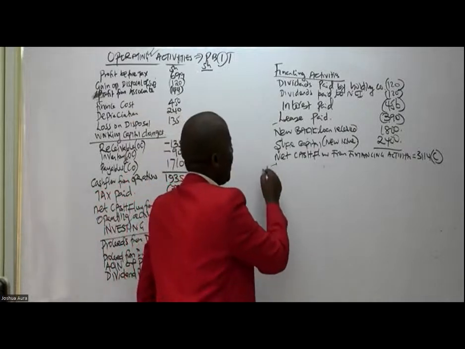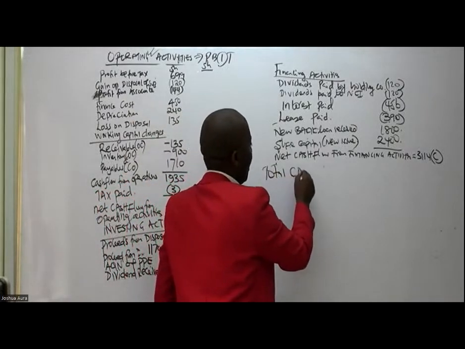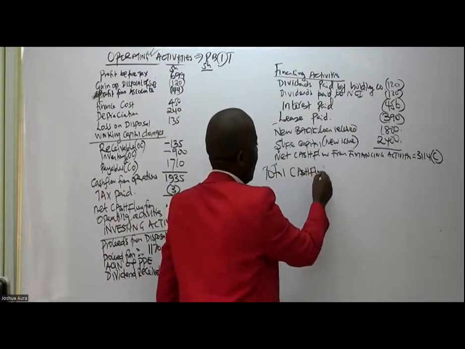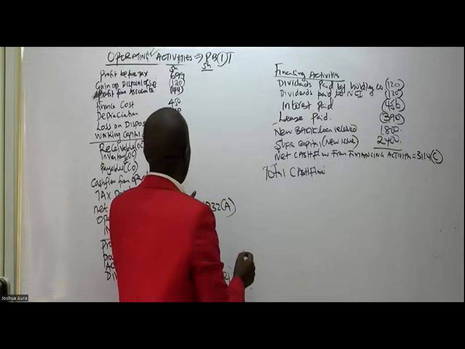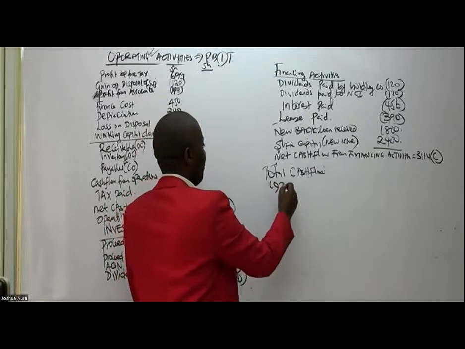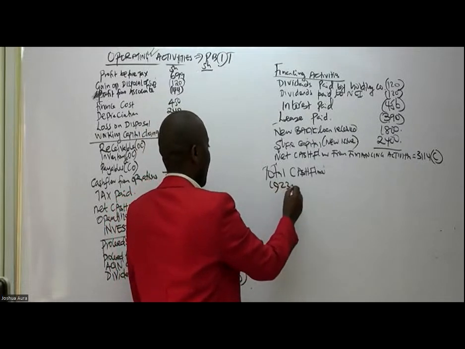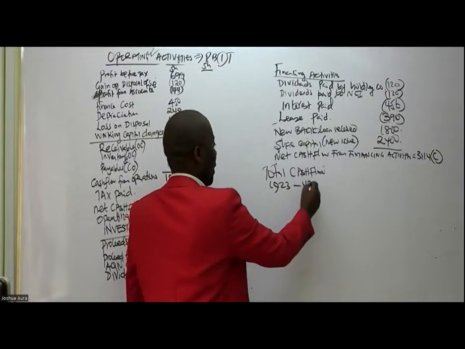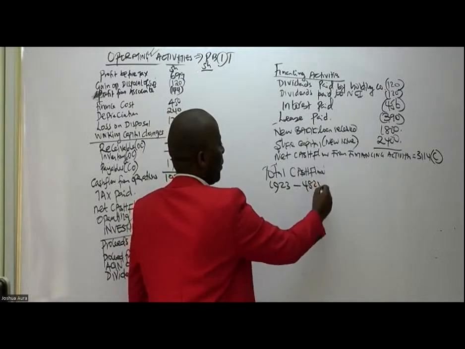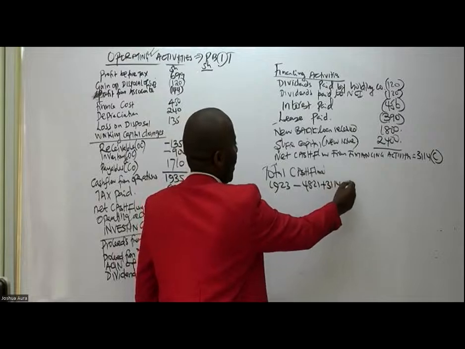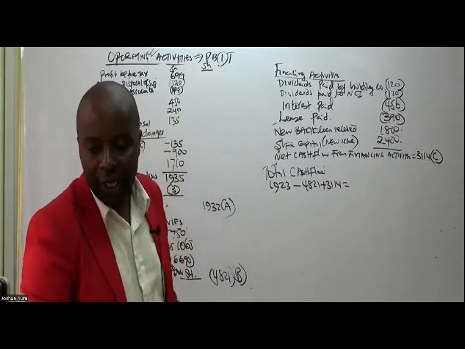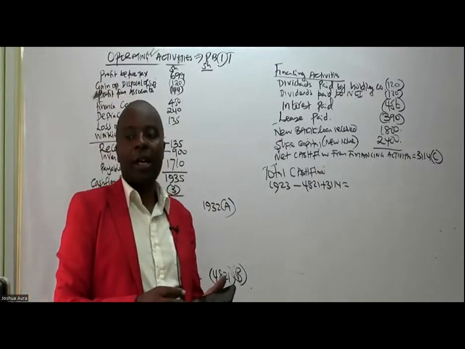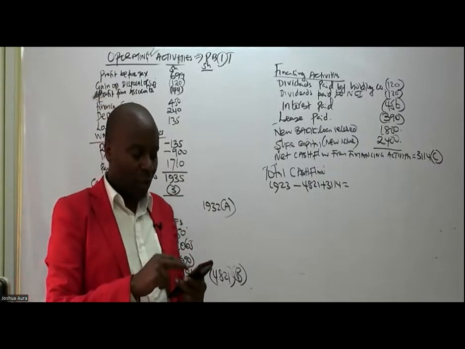So come and give us here the total cash flow. The total cash flow. So total cash flow you are taking here, this one of 1923, it's positive, minus 4821, and the other one is positive 3114. So could you kindly give me this figure? I also want to confirm it.